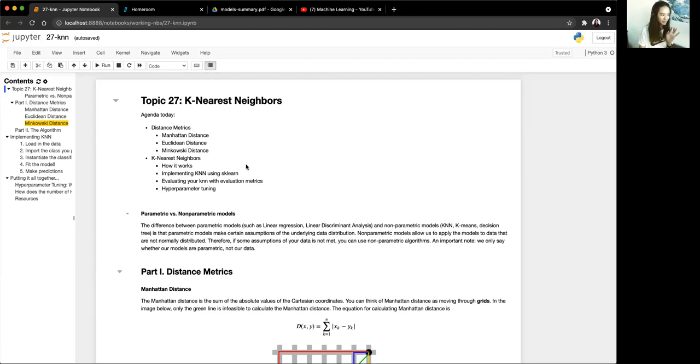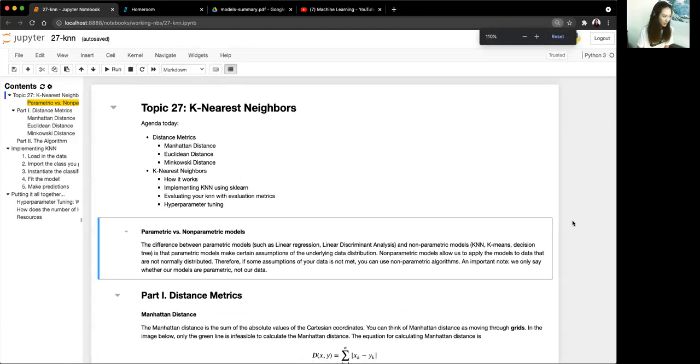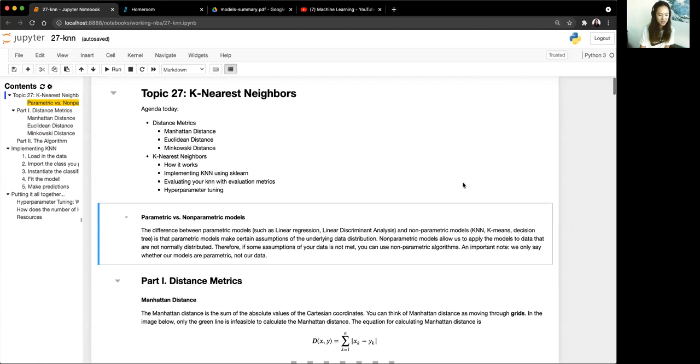Okay, but first we're going to talk about distance metrics, and two main things we're going to talk about: distance metrics and then also the algorithm in itself. So first I want to talk about parametric versus non-parametric models.